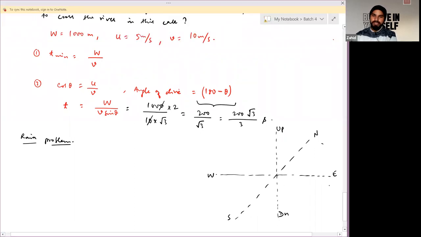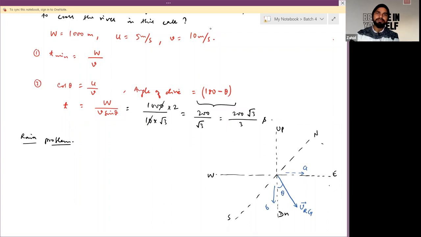Suppose rain is falling along this direction, having some velocity, due to which it will have two components depending upon this theta. One would be along this direction, let's say B, and the other would be along this direction, let's say A. So this is velocity of rain with respect to ground.